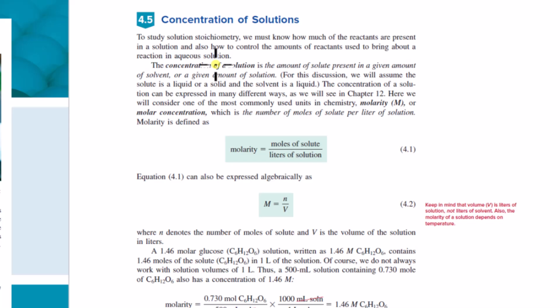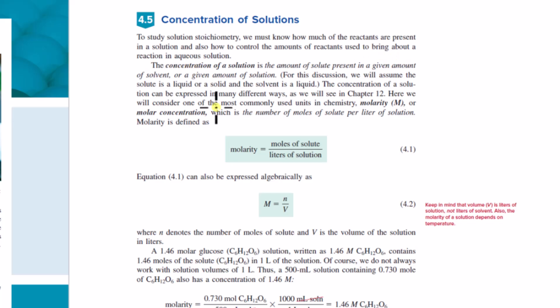Okay, now also remember that there are different types of solutions. We most commonly think of a solid liquid solution, but there's solid solutions, like steel, right? It is a solid solution of carbon and iron. Air is a gas solution. Carbonated water is a gas liquid solution. Okay, and so now, again, it says to study solution stoichiometry, we must know how much of the reactants are present in a solution and also how to control the amounts of reactants used to bring about a reaction in aqueous solution.